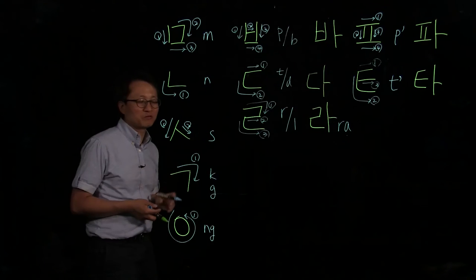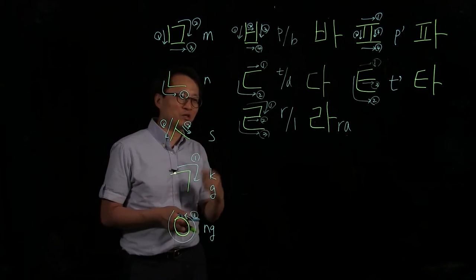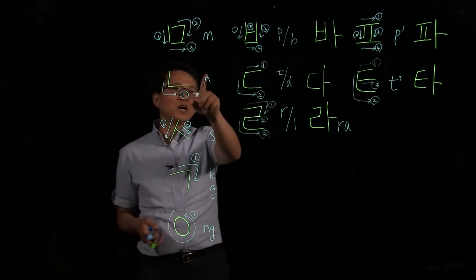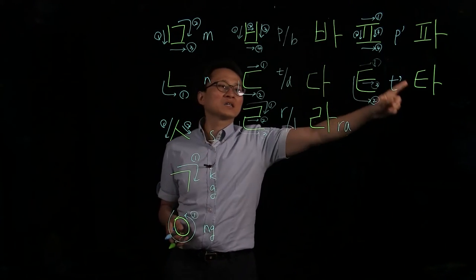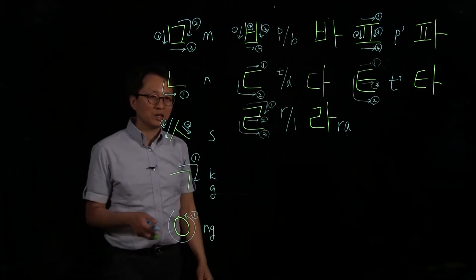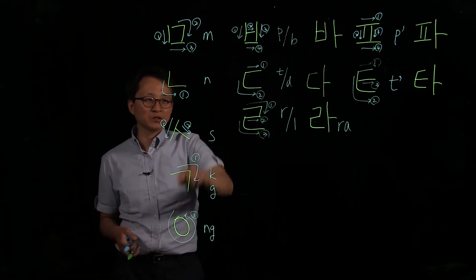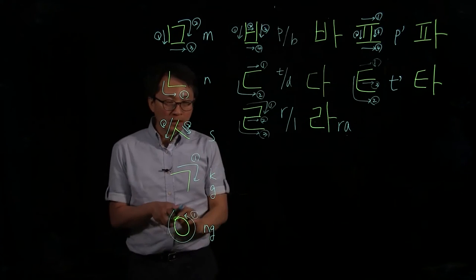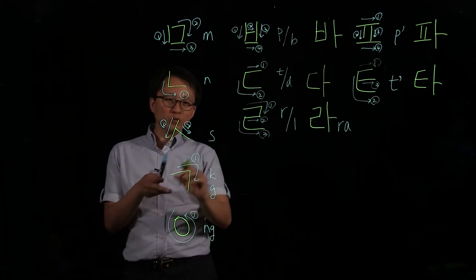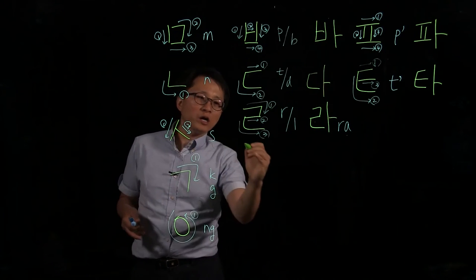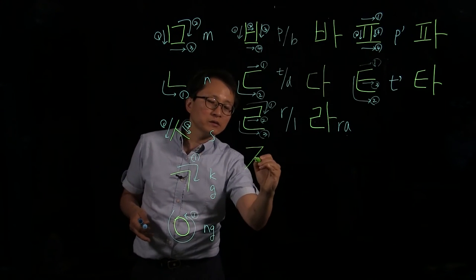Just listen a lot and try to imitate Korean native speakers' pronunciation, okay? So tongue sounds: na, da, ta, ra. And this S sound, sa, sa, you remember sa, right? And we have to write a little below here. We can add one more line here, and like this.